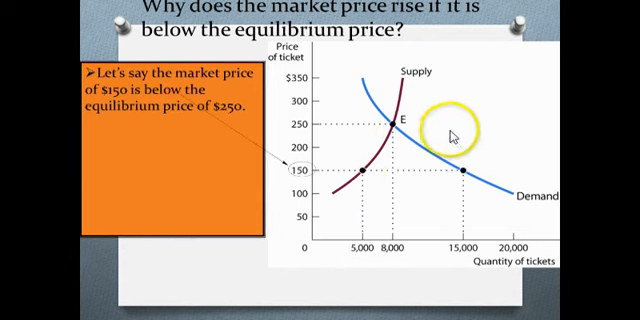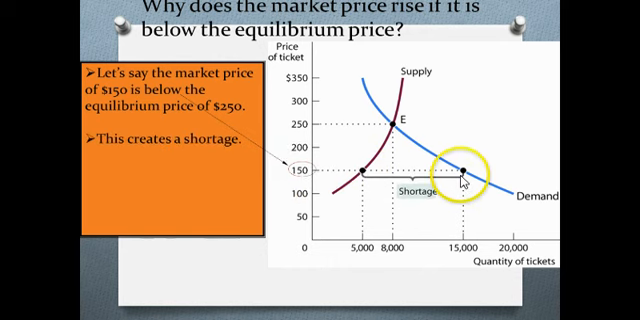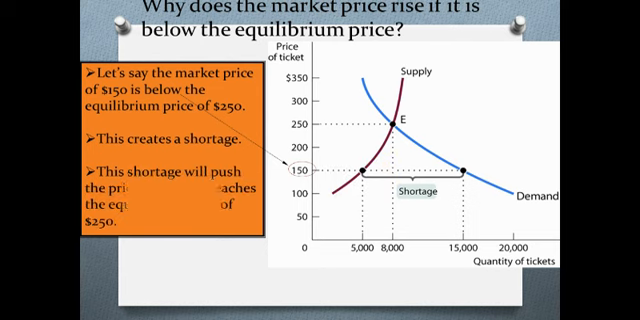So equilibrium price is here, right? We talked about this. 250 and 8,000. So let's say that we have an issue here because the price is too low. It's at 150, right? This creates a shortage because these are the people who want it, and that's what's available. Ooh, we have a shortage of 10,000. That's a big shortage. So this shortage will push the price up until it reaches the equilibrium price of 250.